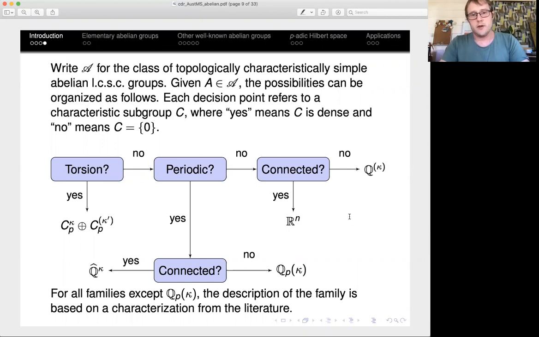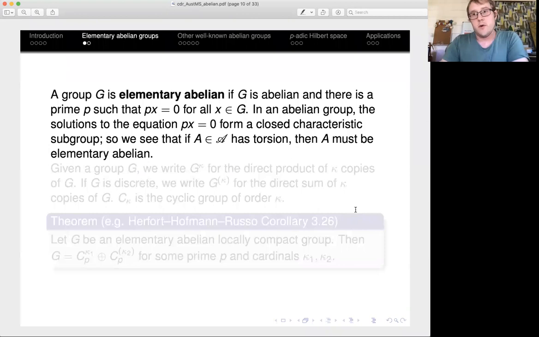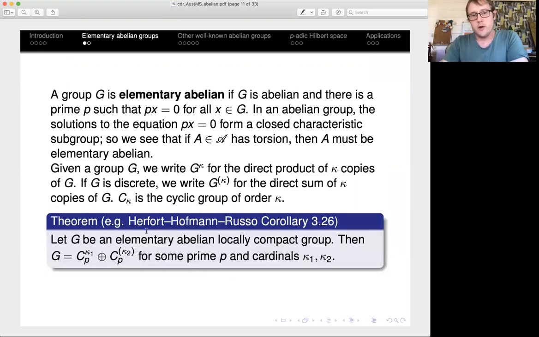Okay, so let's go through the families. First of all, we've got elementary abelian groups. This just means that every element has order p for some prime p. The structure of these groups is very well known. I've just cited a textbook here. This is a standard result. If you have an elementary abelian locally compact group, it consists of a direct product of some copies of the cyclic group of order p and a direct sum of some more copies of the cyclic group of order p. So this is very straightforward.